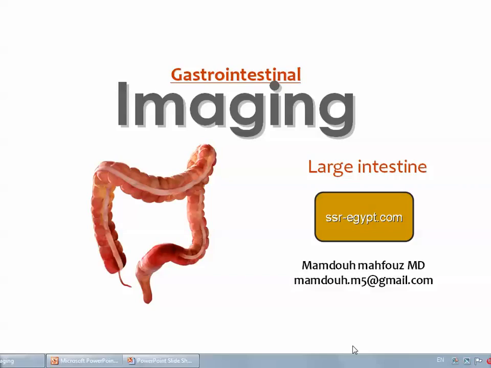Dear colleagues, we continue with gastrointestinal imaging, and this is the last lecture in the domain of GIT diagnosis. We have dealt before with the imaging of the esophagus, the stomach, and the small bowel. Now we are going to discuss the imaging of the large intestine, or the colon.